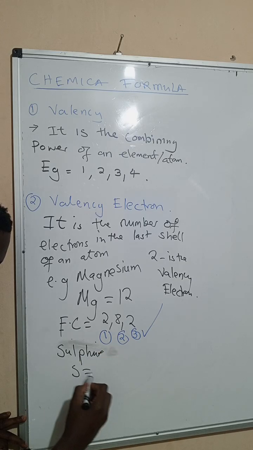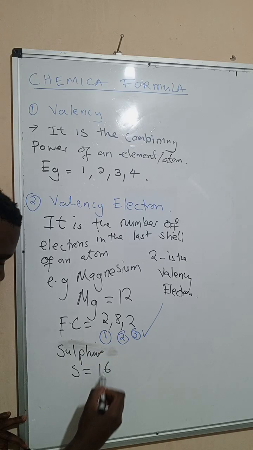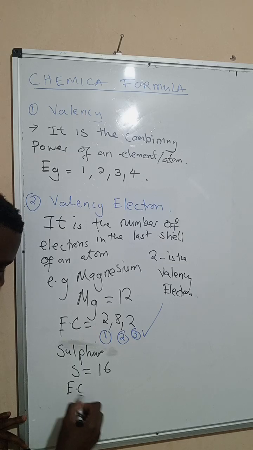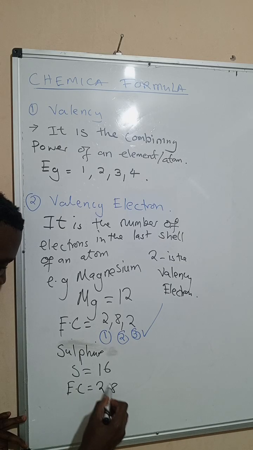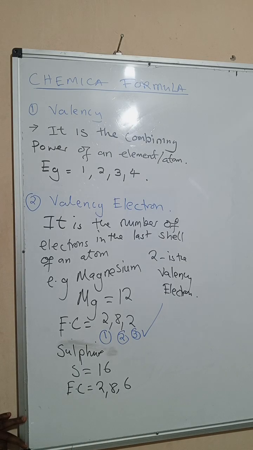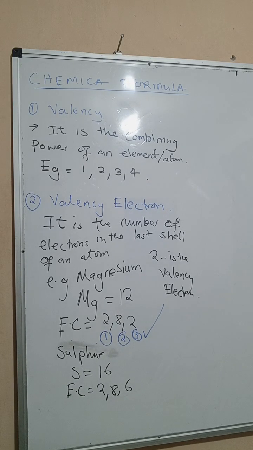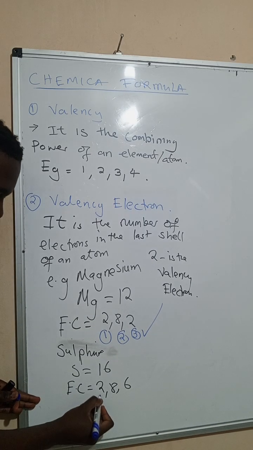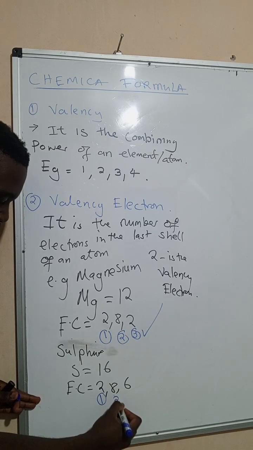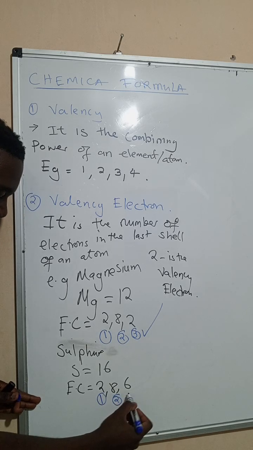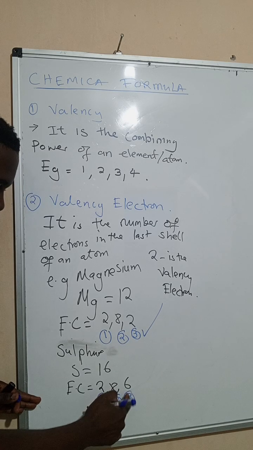Sulfur, symbol S, has atomic number 16. Its electronic configuration, EC, is 2,8,6. Can you see it? So the first shell has got 2, the second shell has got 8, and the third shell has got 6.